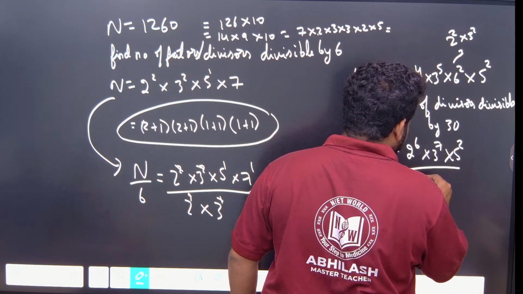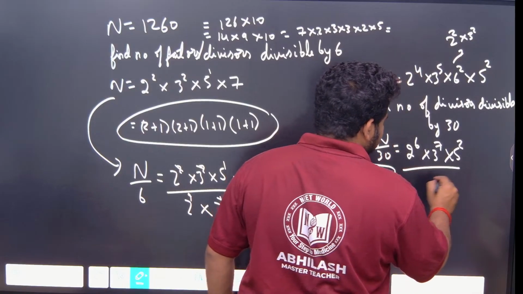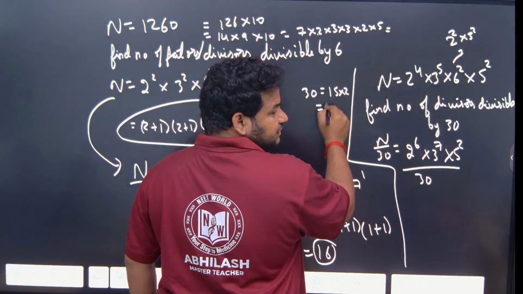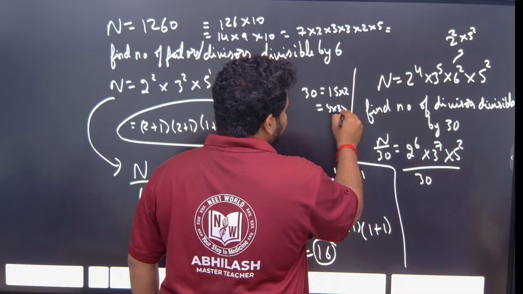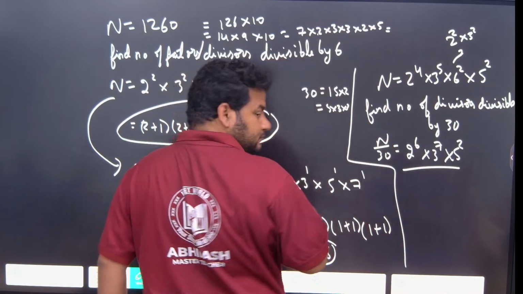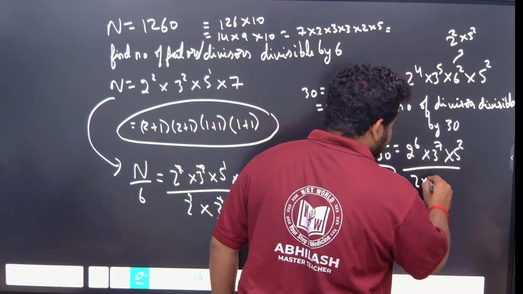This I have to divide by 30. 30 means what I can write? 30 can be written as 15 into 2, and 15 can be written as 5 into 3, so 30 is 2 into 3 into 5. Correct, no? 2 into 3 into 5, I will write it.